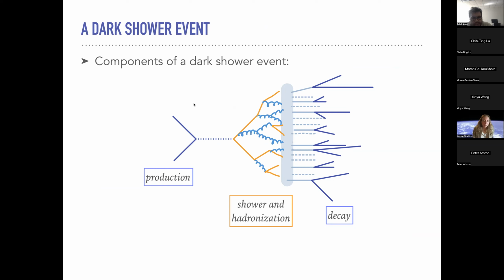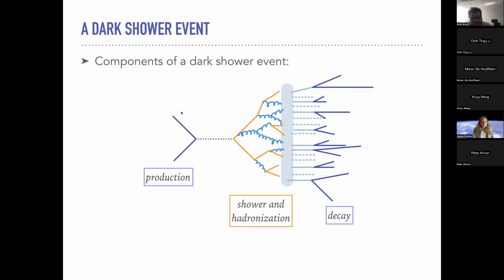version. The important thing to note here is that this proceeds in a variety of stages. First, standard model initial states collide and make a mediator, which then produces, we'll consider, dark quarks. They undergo shower and hadronization. And then eventually some of the produced dark sector hadrons decay back into the standard model. So I'm going to say some words about each one of these steps.